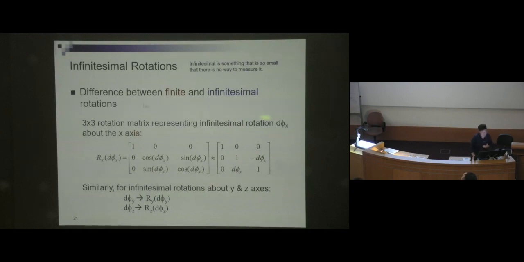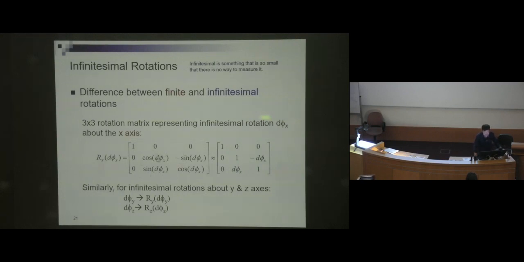Bear in mind that there is a difference between finite and infinitesimal rotations. Meaning the very small rotation and finite rotations are different. The infinitesimal is something so small that there's no way to measure it. So these are the definitions. If I have a 3 by 3 rotation matrix representing the very small rotation dx along the x-axis itself, I have this rotation matrix. So this is very small.